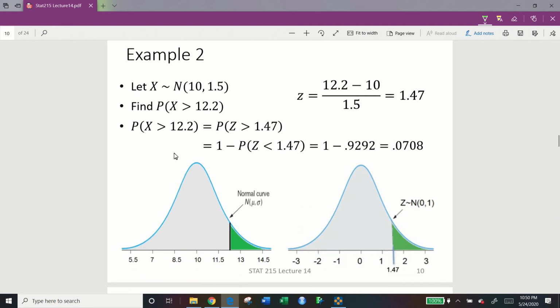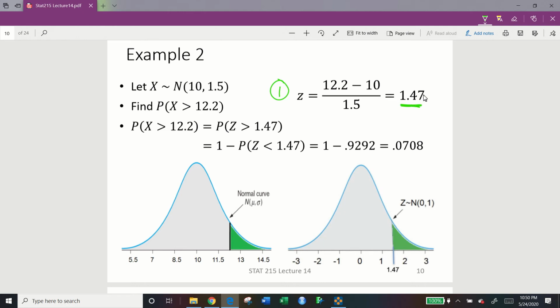Let's take a look at a second example to help further understand this concept. Let x follow the normal distribution with mean 10 and standard deviation of 1.5. In this case, we want to find the probability that x is greater than 12.2. First, we convert this into a z-score. z equals x minus mu divided by sigma, so 12.2 minus 10 divided by 1.5 gives us 1.47.